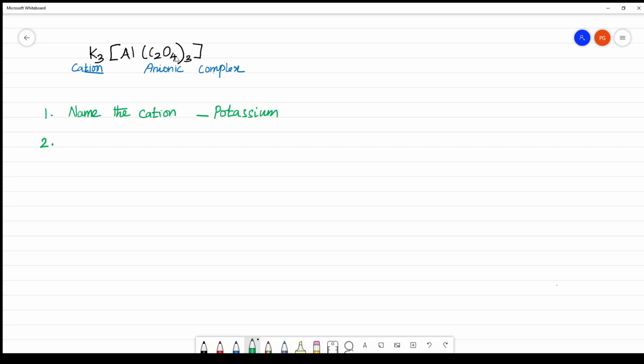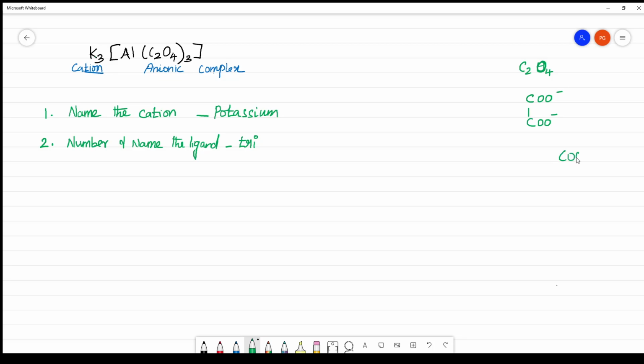You have to first name the ligand. So, how to name that? First, you have to number and name the ligand. How many ligands are there? This is 3. So, 3 means tri. What is the C2O4? It is not H4. This is C2O4.